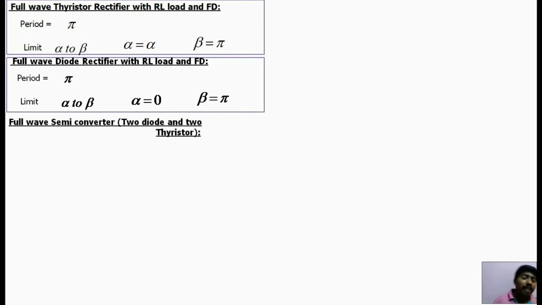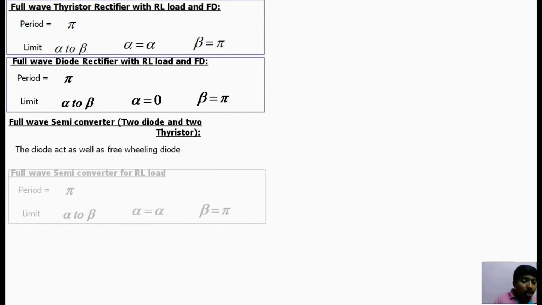Next, full wave semiconverter. Semiconverter means for full wave, 4 diodes or 4 thyristors are not used. Here full wave semiconverter means 2 diodes and 2 thyristors are used. The diode also acts as the freewheeling diode effect. So the RL load, the L load effect is eliminated by the diodes. So for semiconverters, the inductive load effect will be eliminated.